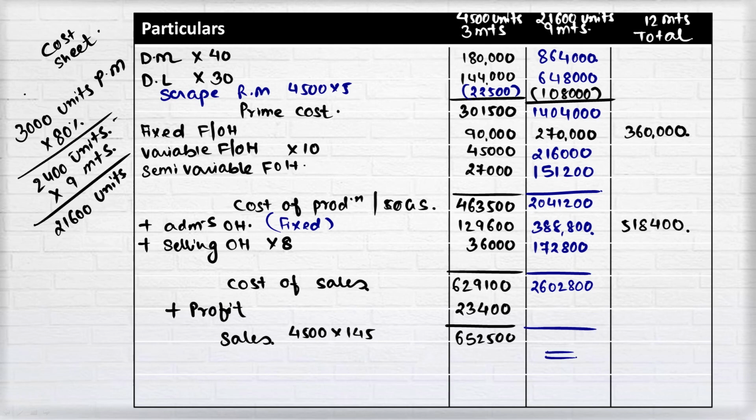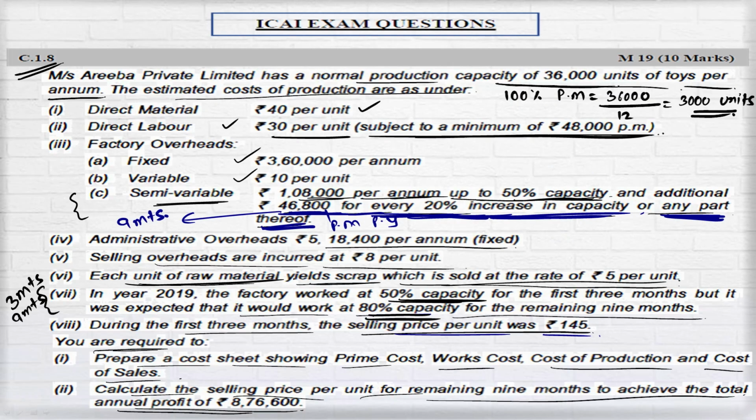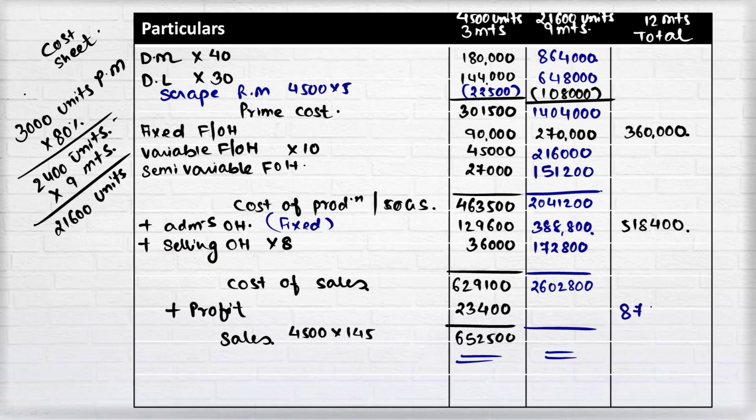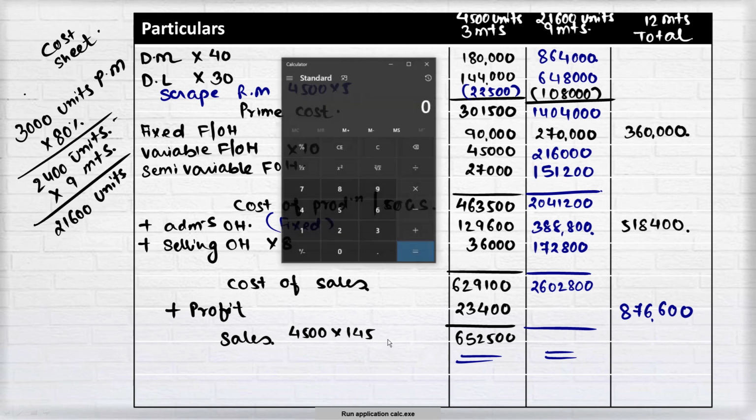All right. I am solving the answer. I am not writing down the total column. You will have to write it down, but I am not writing down the total column. They say calculate a selling price per unit for the remaining 9 months to achieve an annual profit of 8,76,600. What is the profit required? 876,600. That is annual profit. Then what should be the profit for 9 months? Because for the first 3 months your profit is already there, right? So what should be the profit for 9 months?